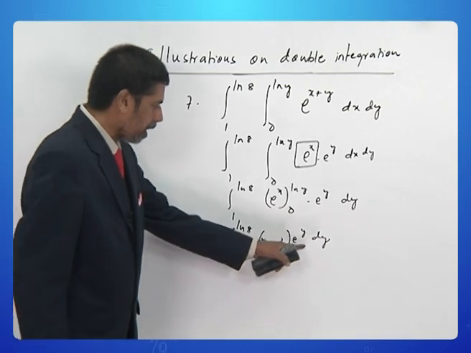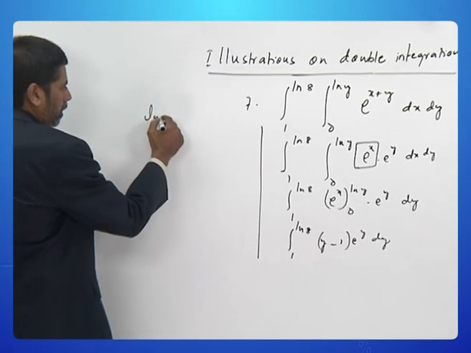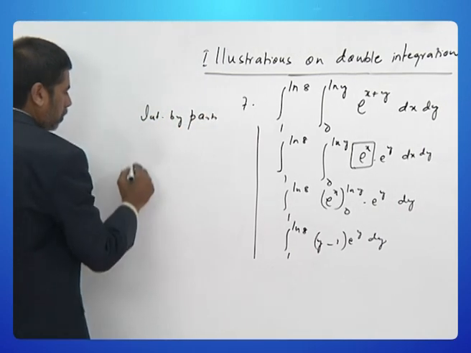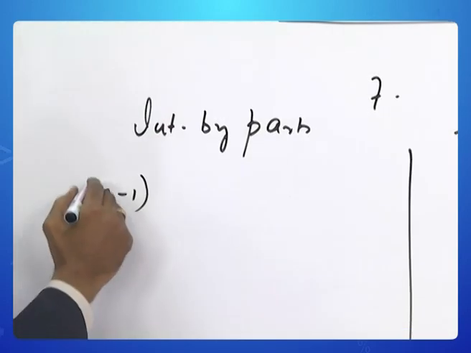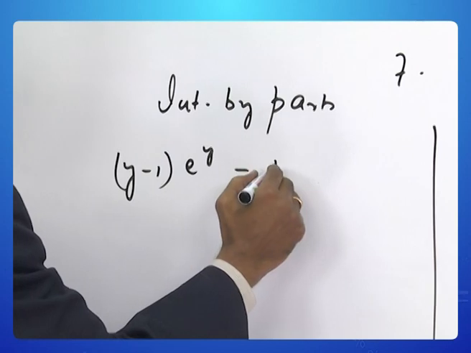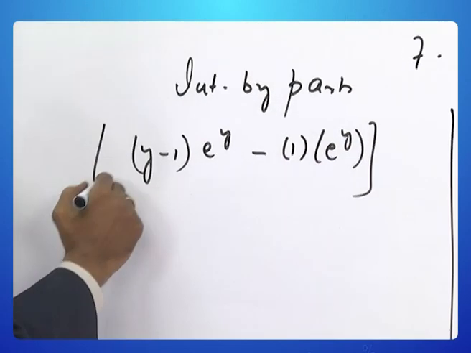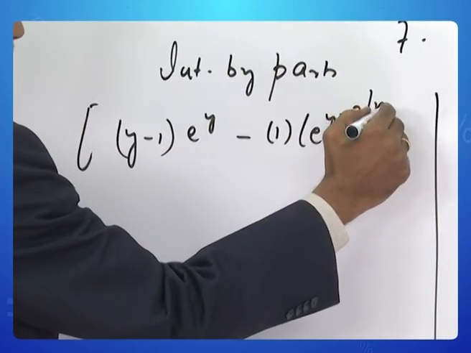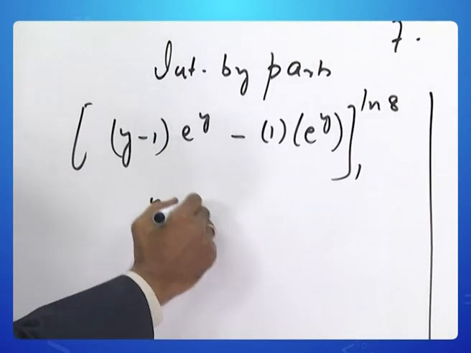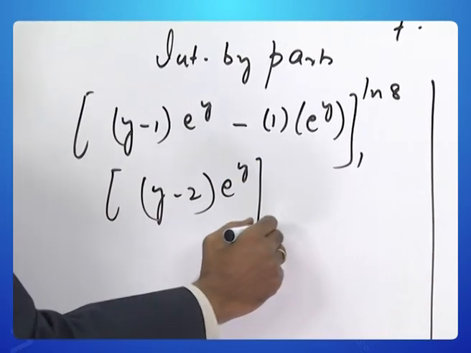This you can integrate by parts. So when you integrate by parts, you get y minus 1 into e to the power of y minus 1 into e to the power of y from 1 to log 8. So if you simplify this, you will get y minus 2 into e power y from 1 to log 8.